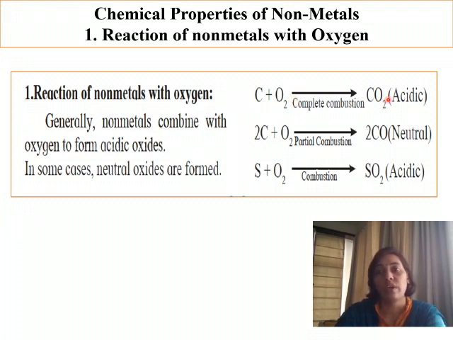Now because the oxides of non-metals are acidic in nature, they combine with water to give rise to acids. For example, carbon dioxide combines with water to give carbonic acid. Sulfur dioxide combines with water to form sulfurous acid. Sulfur trioxide will combine with water to form sulfuric acid. So generally, non-metals combine with oxygen to form acidic oxides. In some cases, neutral oxides are formed. Let's go on to the next slide.